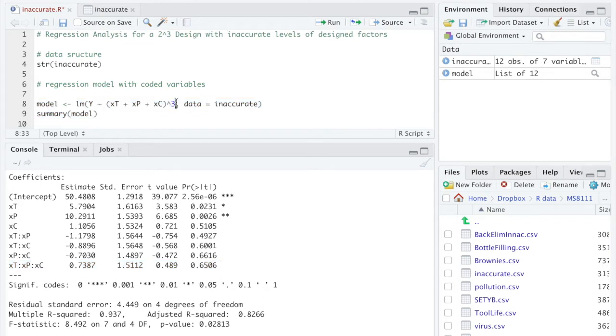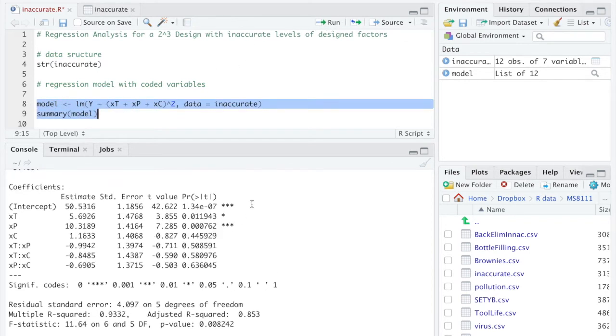We just need to replace this 3 by a 2. And now we have the model with the main factors and two-factor interactions. Let's run it. The result shows that the intercept, xt and xp are significant, while xc and the two-factor interactions are not.